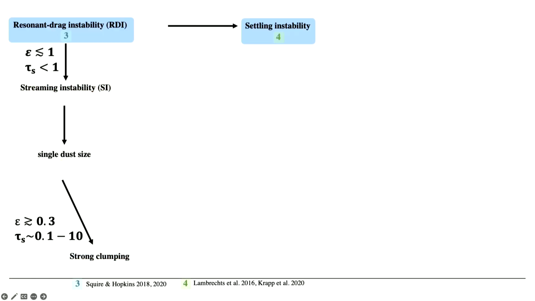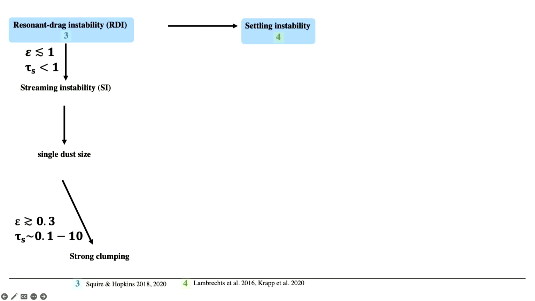So what was interesting, at the same time, a new class of instabilities was discovered. They call it the resonant drag instabilities, RDI. And they actually claim that the streaming instability is a subclass of this type of instabilities. But we have to be aware that it's only true for a certain parameter regime. For example, in this case, when epsilon, the concentration of dust, is smaller than 1 and the Stokes number is smaller than 1.